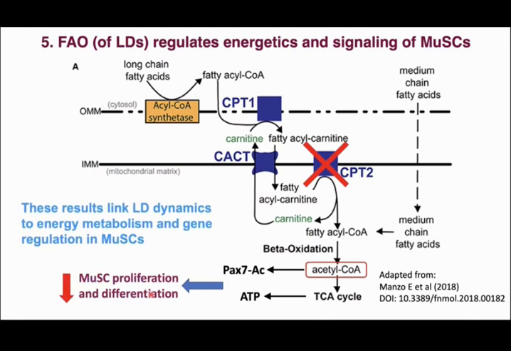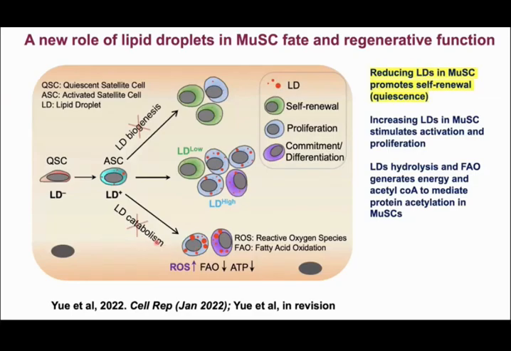So this really links the lipid dynamics to the energy metabolism and gene regulation, right? We propose this model here that the quiescent SADA cells do not have lipid droplets. When they activate, they start generating droplets. When they divide, the generated cells have high or low droplets. The low droplet cells are self-renewing stem cells, and the higher droplet cells differentiate.